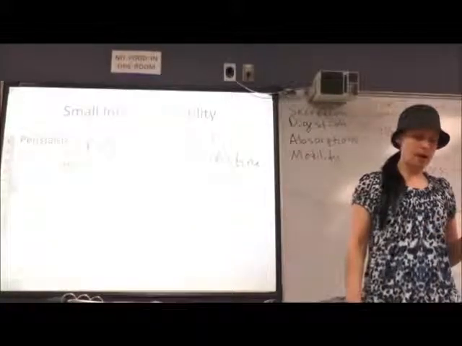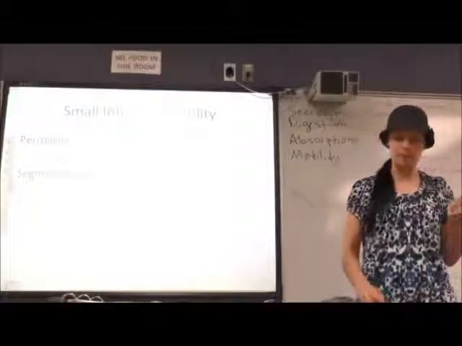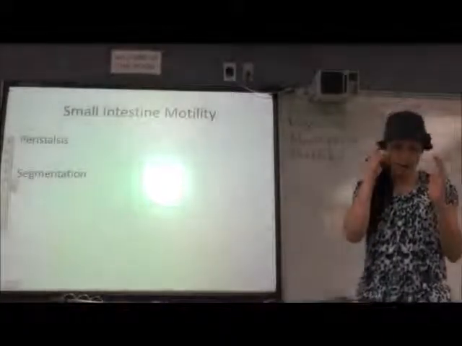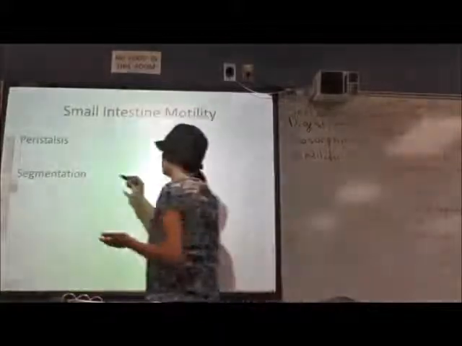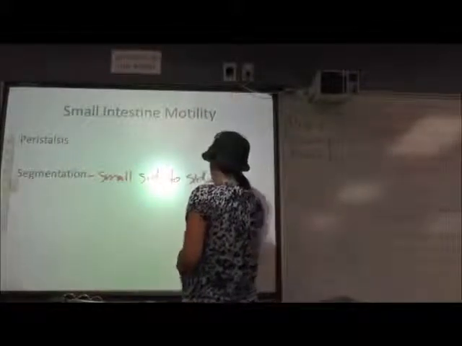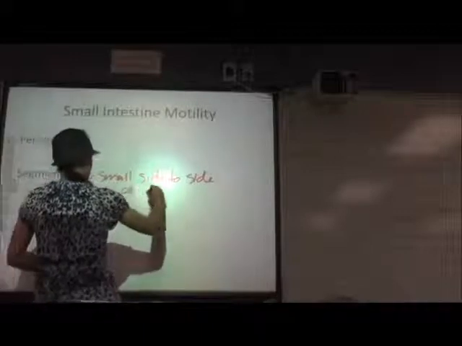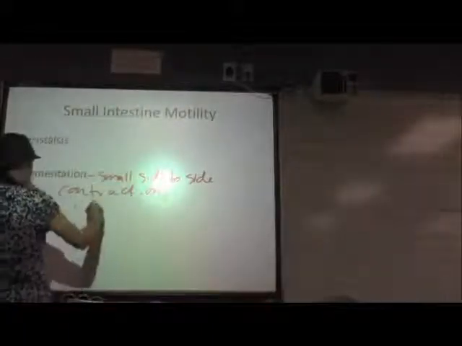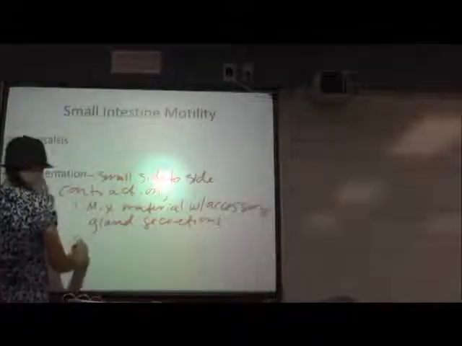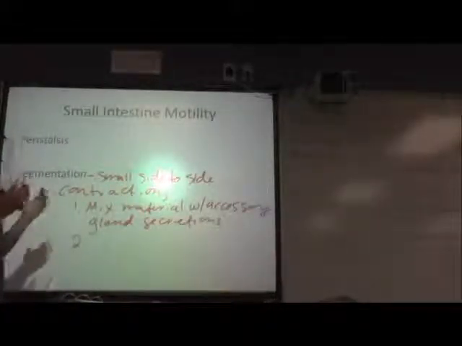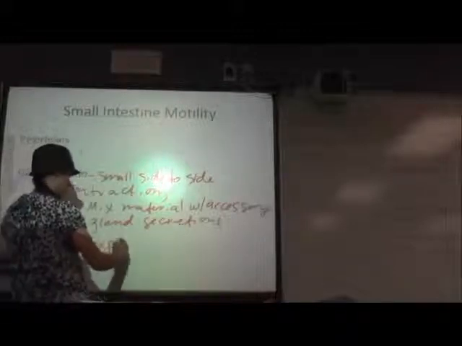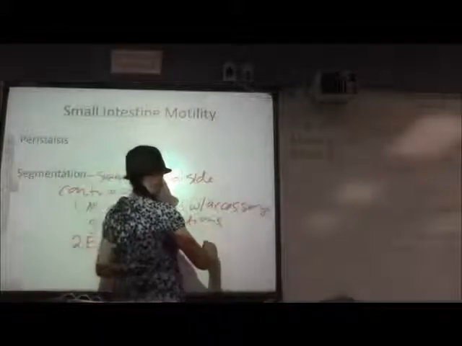There's a second type of motility in the small intestine called segmentation. Segmentation are small side-to-side contractions that are going to help do several things. They are going to first mix the material with our accessory gland secretions, and then also help to expose new parts of the material to the brush border. So as we're shaking back and forth, we can expose new parts of the material to the brush border.